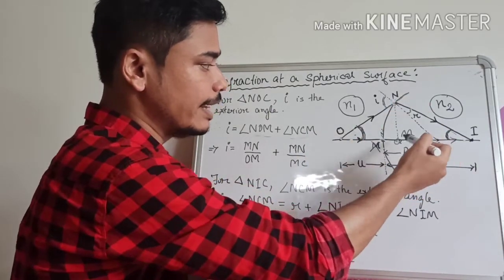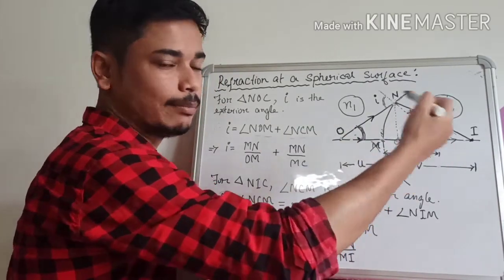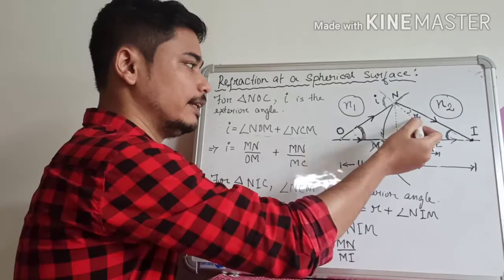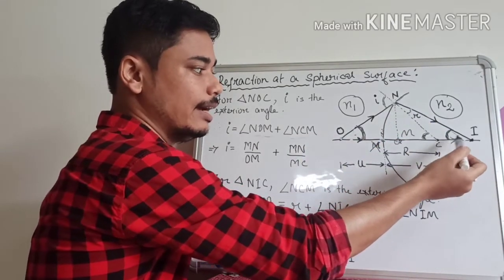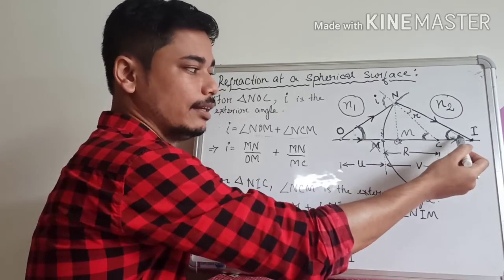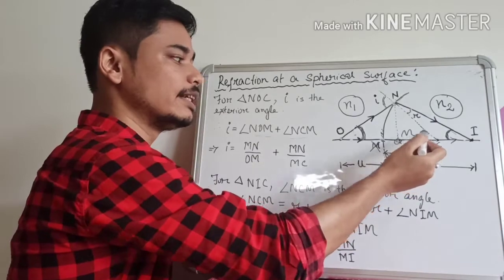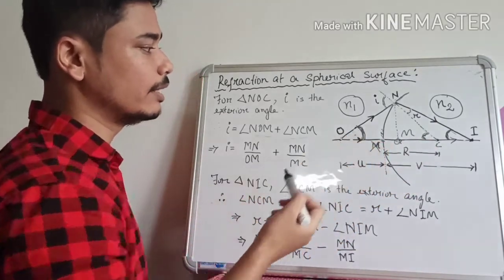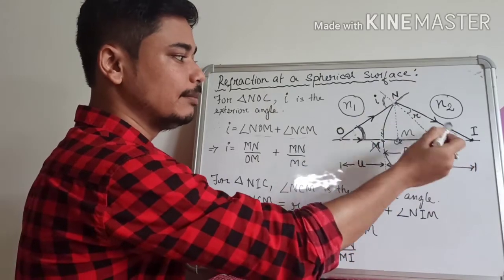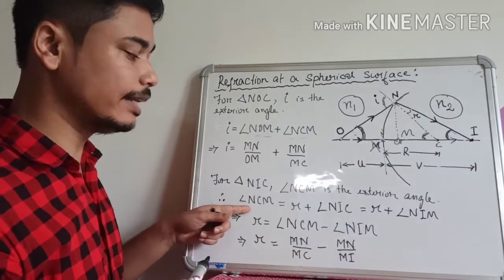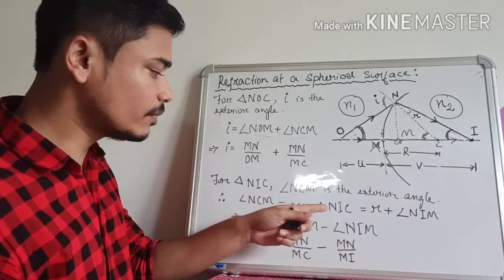the angle NCM is the exterior angle. So this angle will be equal to the sum of the interior opposite angles. In this triangle, this angle R and this angle NIC or NIM, these two angles are the interior opposite angles of this angle. So we can write angle NCM to be equal to this angle plus this angle. So we have written here angle NCM is equal to angle R plus angle NIC.